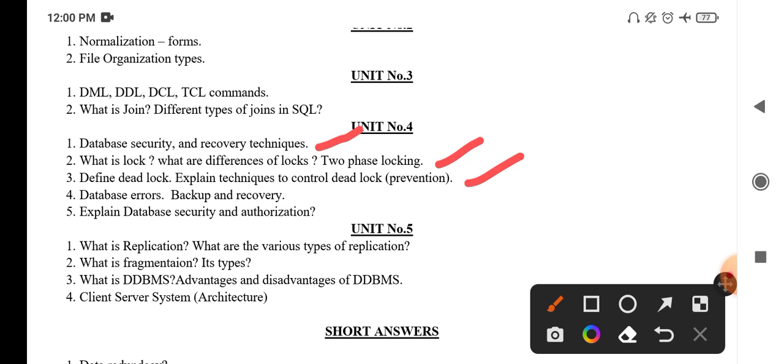Then when it comes to the third question, we have to explain about deadlock. What is the meaning of deadlock, and what are the various techniques to control or prevent deadlock, we have to explain. So what is the meaning of deadlock?